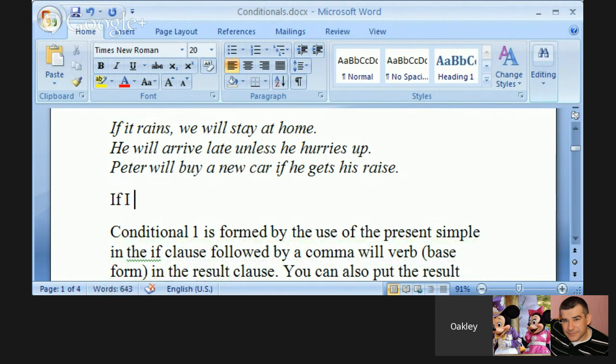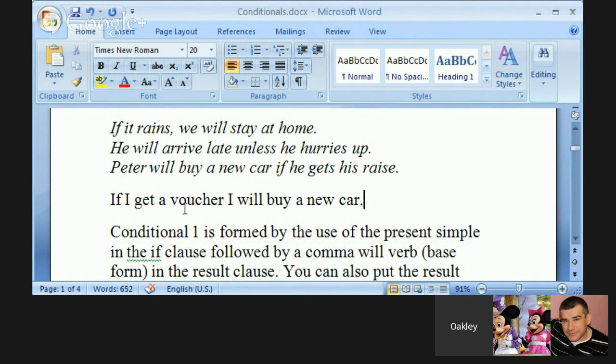If I get a voucher, I will buy a new car. Okay.